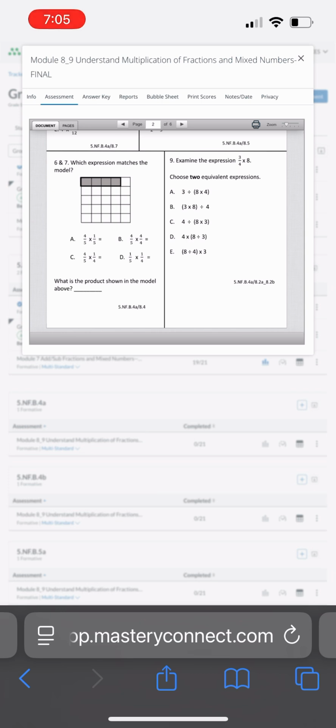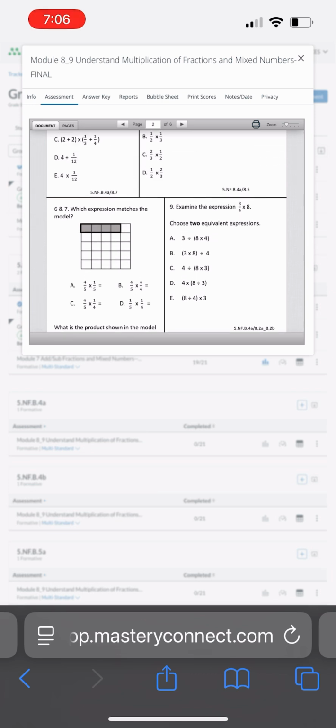Number 6 and 7. Which expression matches the model? A, 4/5 times 1/5. B, 4/5 times 4/4. C, 4/5 times 1/4. D, 1/5 times 1/4. What is the product shown in the model above?